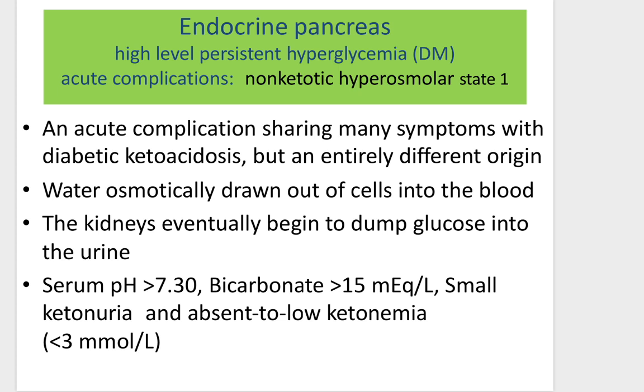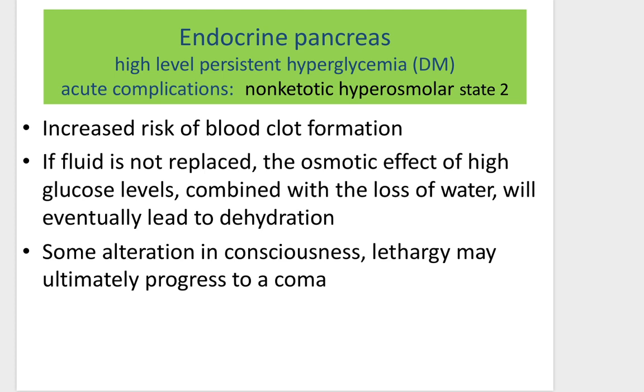Serum pH more than 7.3, bicarbonate more than 15, small ketonuria, and absent to low ketonemia, less than 3 millimoles per liter. Increased risk of blood clot formation. In this case, if fluid is not replaced, the osmotic effect of high glucose level combined with loss of water will eventually lead to dehydration. Some alterations in consciousness and lethargy may ultimately progress to a coma.